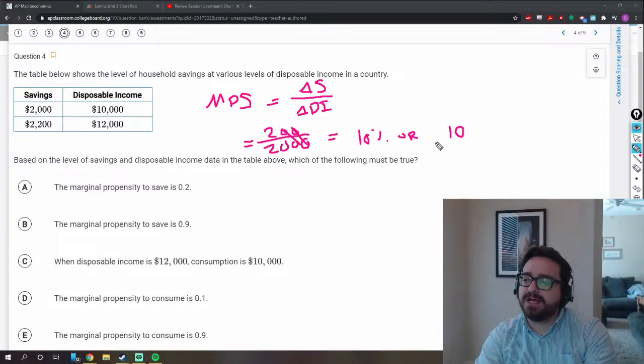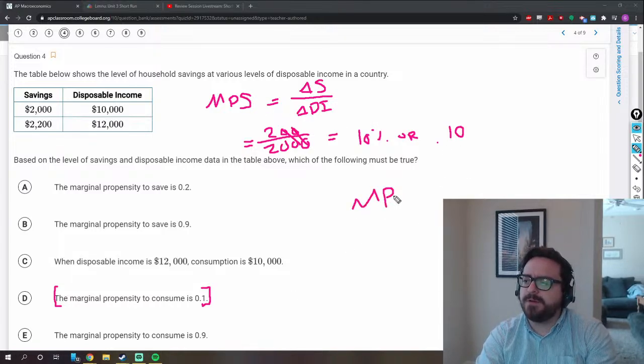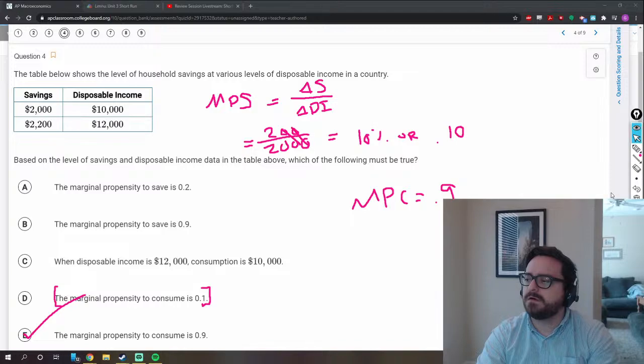So if my MPS is 0.1, the reason why I say that is because it says right here MPC is 0.1, which is trying to catch you. My MPS is 0.1. That would mean my MPC is 0.9, because if I'm saving 10%, I'm spending 90%. So E is the answer to that one.